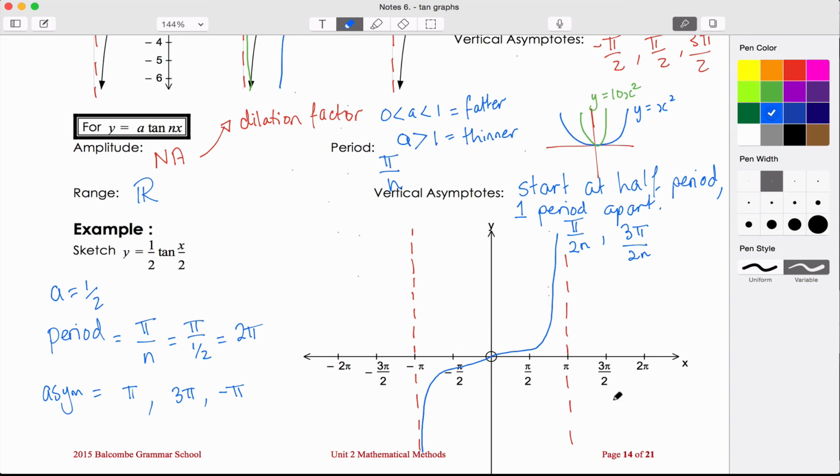Once you've got the middle section in, you can get this next section sorted. And there we go. And there's your completed tan graph.